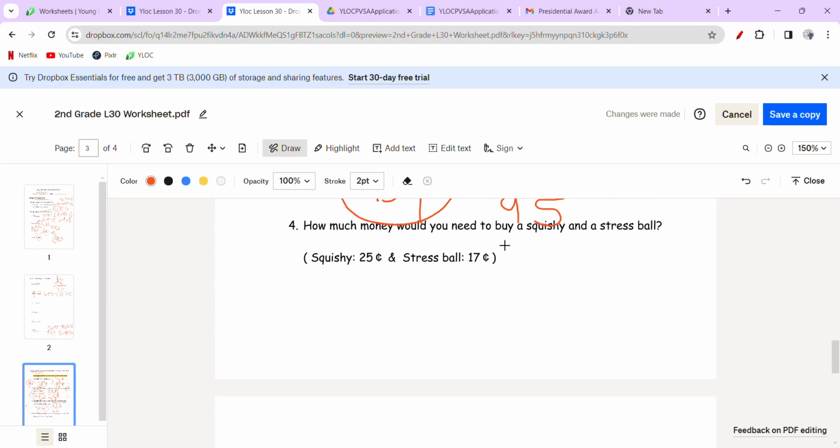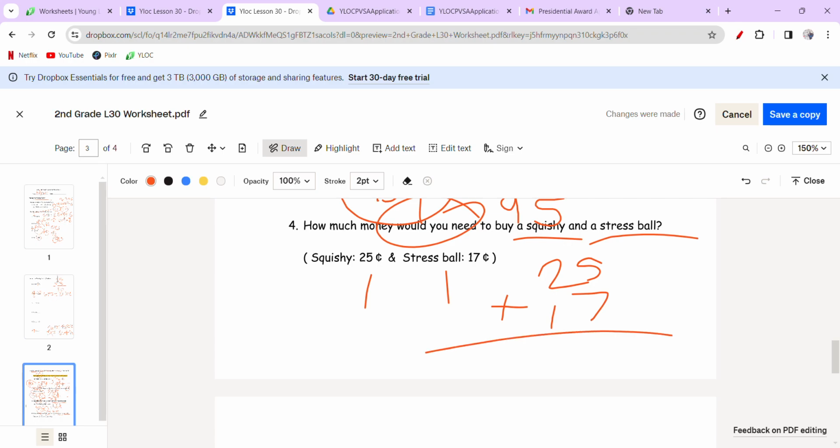Lastly, how much money would you need to buy a squishy and a stress ball? Again, you are going to add one squishy and one stress ball. So 25 plus 17. 5 plus 7 is 12. Move the 10 here. 2 plus 1 is 3. 3 plus the 1 here would be 4. So your final answer would be 42 cents.